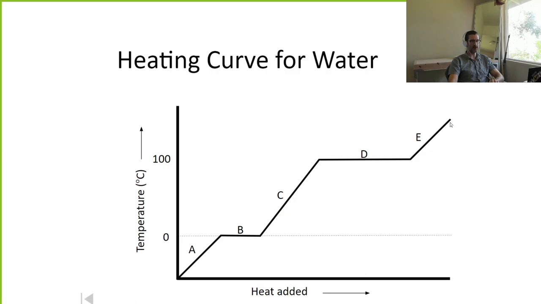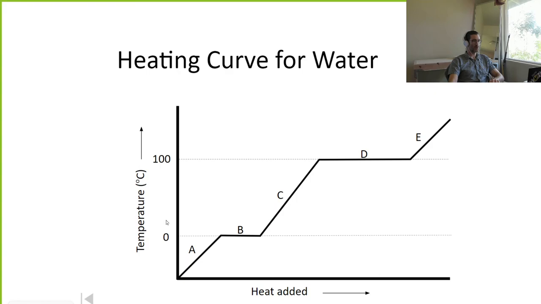So what's going on here? Why is it 0 and 100? Why could it be? What is happening? Why do we add heat and the temperature does not change? The freezing and boiling points? Yes, absolutely. So the freezing point of water is 0C.